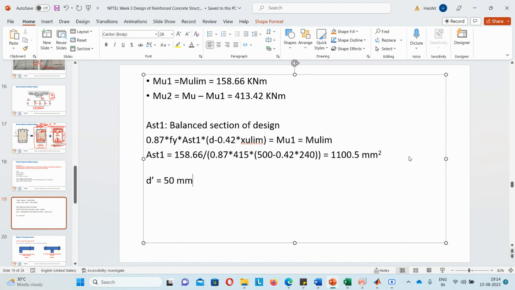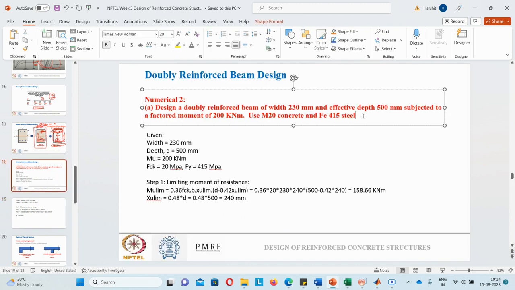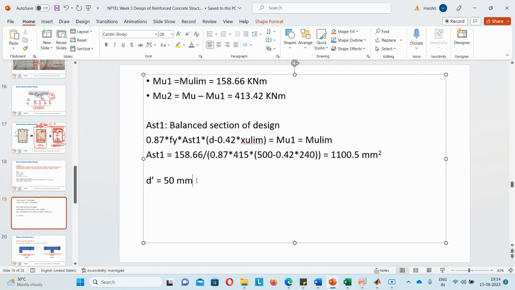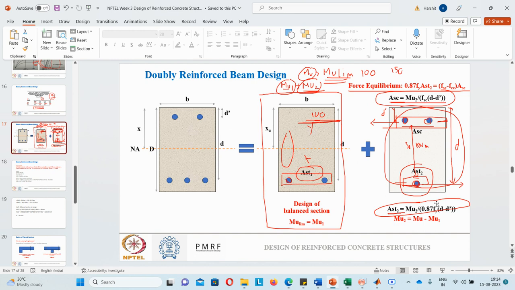So this should be given in the question. I will update the question. Assume d dash is equal to 50 mm. Okay, so I know the d dash value. So I know the updated lever arm. Lever arm will now become d minus d dash.